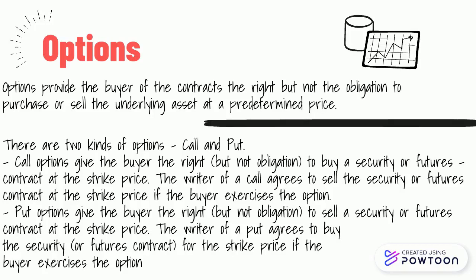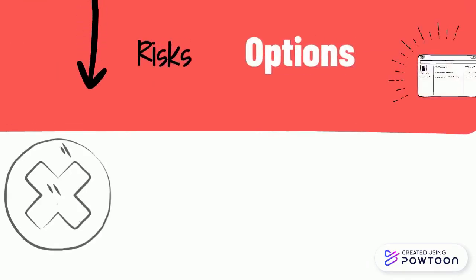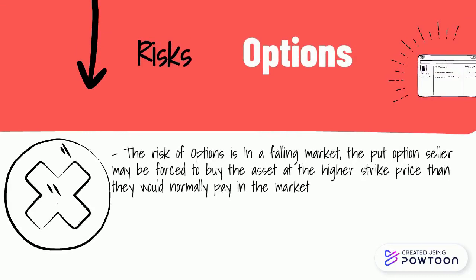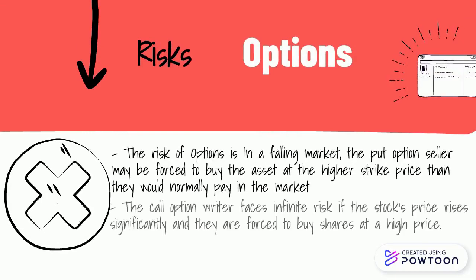The writer of a put agrees to buy the security, or futures contract, for the strike price if the buyer exercises the option. The risk of options is that in a falling market, the put option seller may be forced to buy the asset at a higher strike price than they would normally pay in the market.